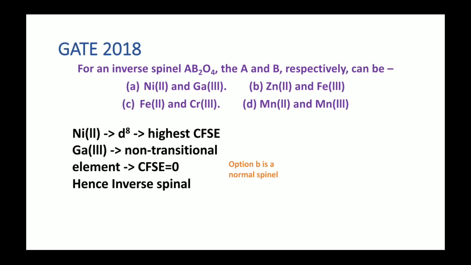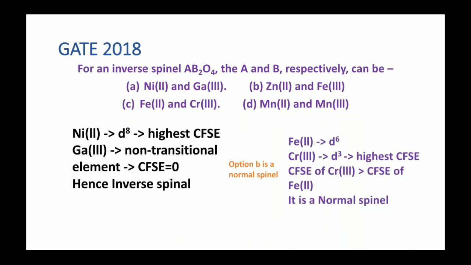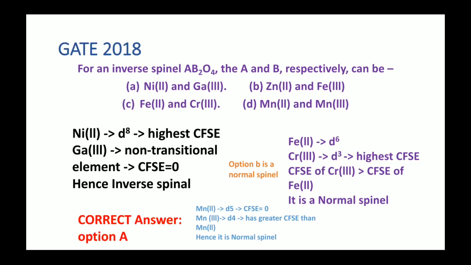In option C, the iron is a d6 configuration and chromium is a d3 configuration, and I told you that d3 has the highest CFSE among all dn configurations. So the chromium 3+ will choose the octahedral site, and hence it will be a normal spinel. And in option D, Mn2+ and Mn3+: Mn2+ is a d5 system and hence CFSE is equal to 0. Mn3+ is a d4 system, so the d4 system obviously has a greater CFSE than Mn2+, hence it is a normal spinel. So the correct option is option A.